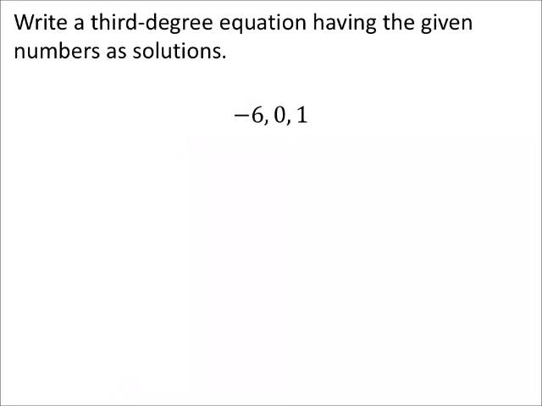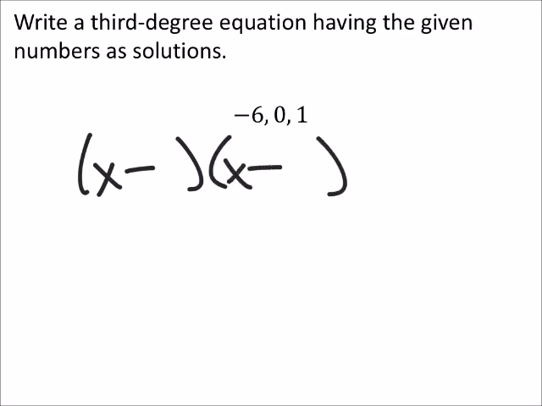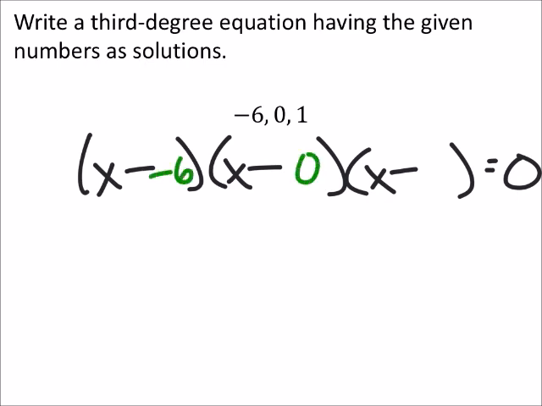Write a third degree equation. It just means it's not going to end up being a quadratic, and that's okay. So, in other words, all of these were in the same form with x minus something, but we have three of them now, which is going to give us zero. The values are still going the same: a negative six, a zero, and a one. And of course, x minus zero is just x.